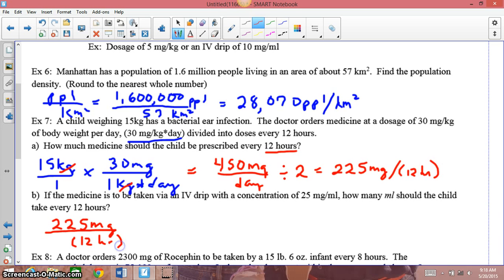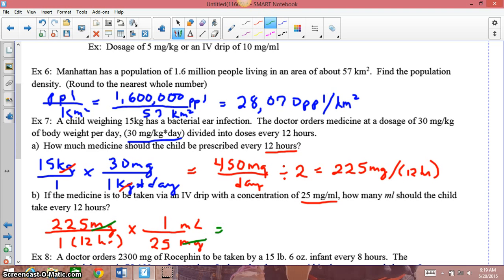I put the 12 hours in parentheses just so that when you multiply straight across, you don't include that 12 as part of your multiplying. So 225 milligrams for every one 12-hour time period. And then we want to get rid of those milligrams, so we put our milligrams on the bottom and get to milliliters. And then we can see here that there are 25 milligrams in every 1 milliliter. And then, like you've seen before, milligrams are canceling out.